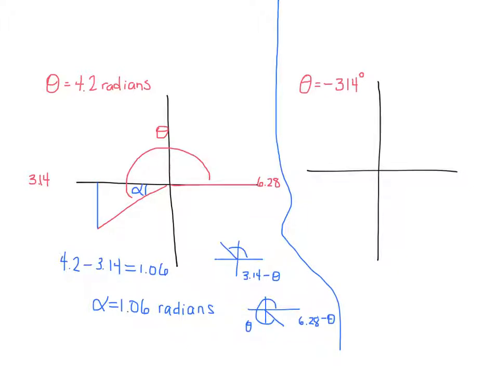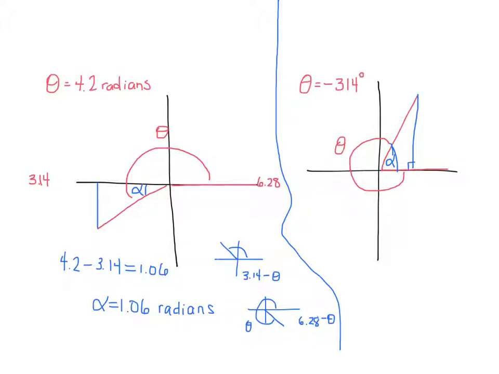So if I'm working in degrees, it's the same general process. You'll notice this time our angle is negative. That means I'm going to start at the positive x-axis, but I'm going to move clockwise around until I've gone 314 degrees. So there's my angle. That's theta. And I need to draw my reference angle. Now my reference angle is always drawn to the x-axis, so this is alpha right here.